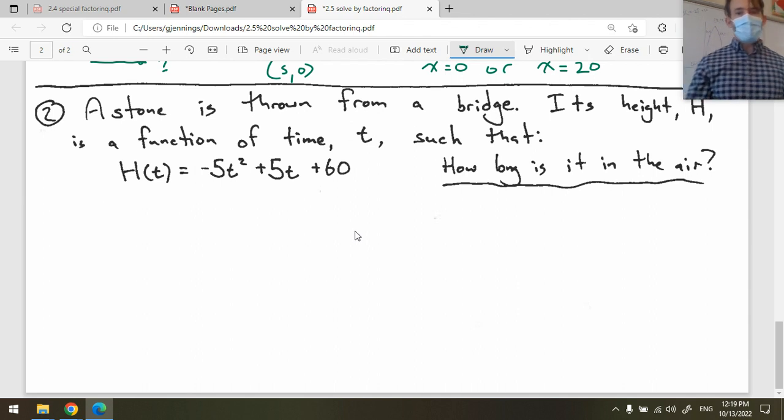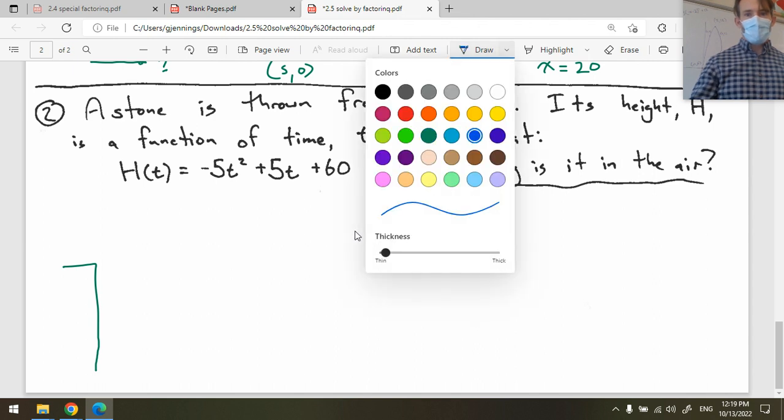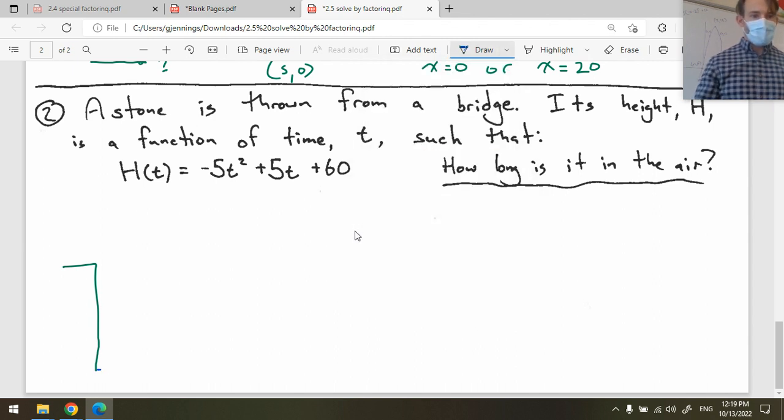Okay, so let's draw our picture. Here is our bridge, and it's up high. And I'm going to make the edge of the bridge the y-axis. And I'm going to use blue in honor of the water that the bridge is over. So the water line is going to be my x-axis. Actually, in this case, it's the t-axis for time. And here, this is height.